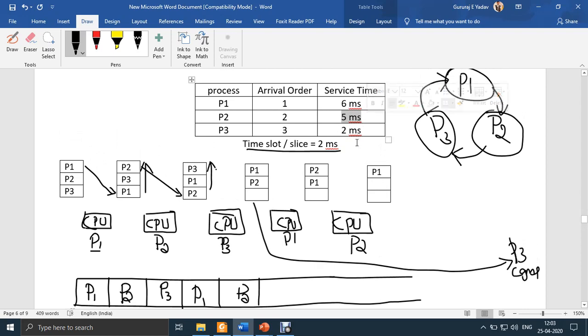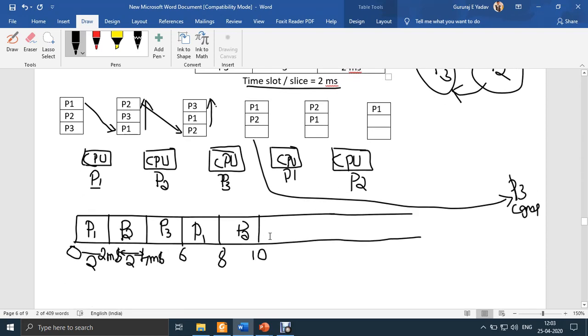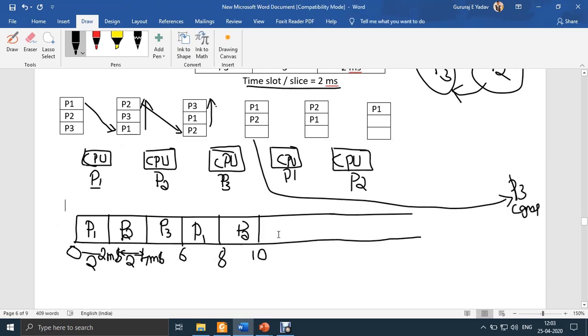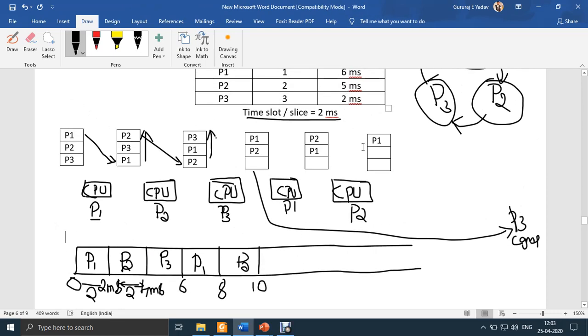depends on service time. How much time does P2 require for completion? 5 milliseconds. Out of 5, how much have you given? You have given 2 slots, so 2 plus 2 is 4. It requires 5, which means it still requires 1 more millisecond. So yes, P2 will come back to the ready queue because it is not yet completed.